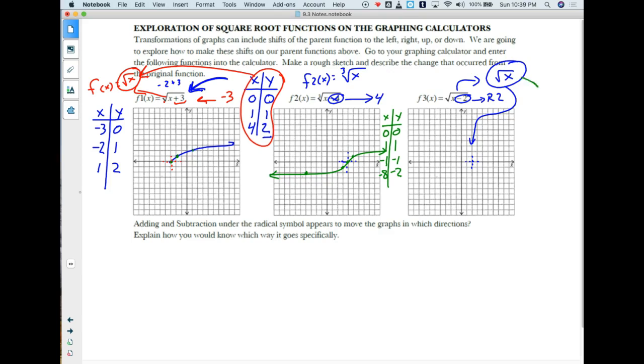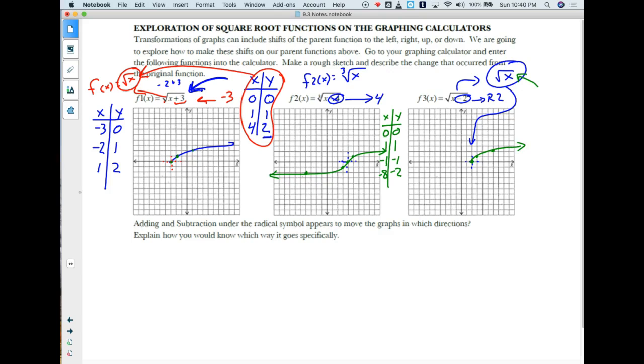And if I put a 0 in here, I get a 0 out. If I put a 1 in here, I get 1 out. If I put 4 in there, I get 1, 2, 3, 4. I get 2 out. And I just look like a genius because I can graph them really fast.